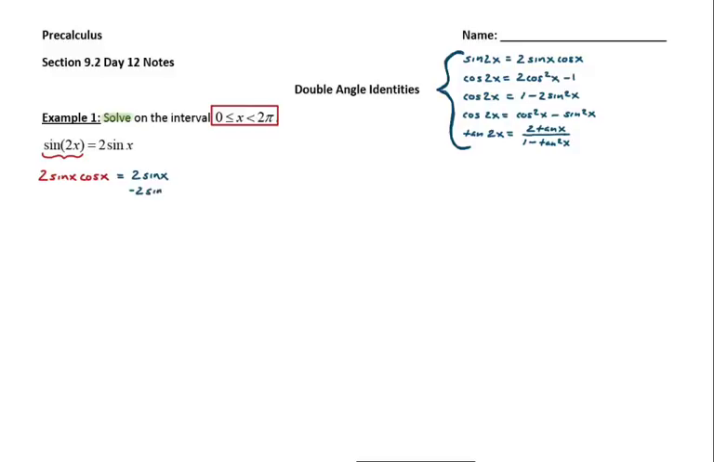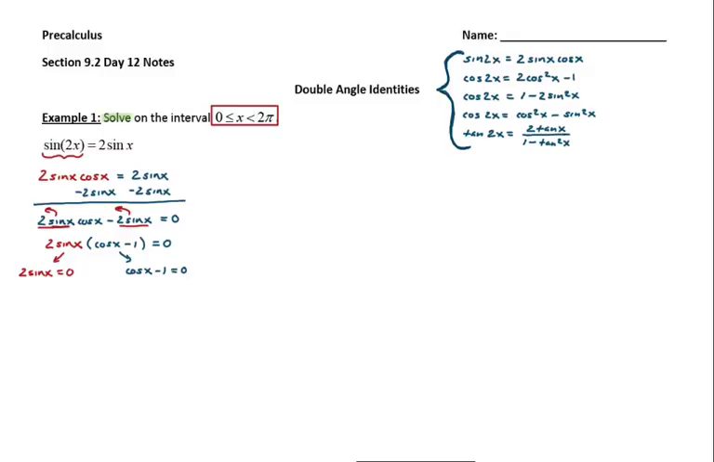So what I would do is move everything over to one side. So subtract 2 sine of x from both sides. And I would get 2 sine of x cosine of x minus 2 sine of x equals 0. And then to solve this equation, I would factor out a 2 sine of x from each term on the left, which would give me 2 sine of x times the quantity cosine of x minus 1. Now that I have 2 terms being multiplied together that are equal to 0, I can set each of these factors equal to 0. So I would set 2 sine of x equal to 0 and cosine of x minus 1 equal to 0.